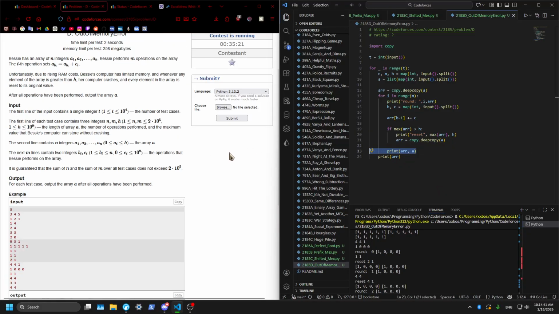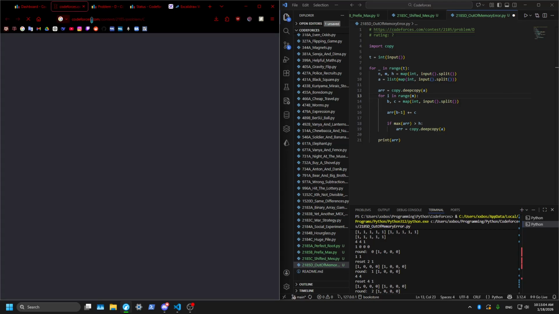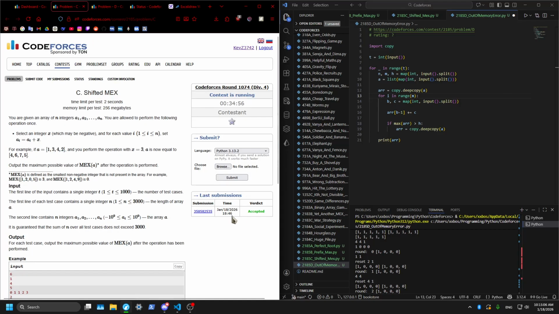Bro, this bug, intended Python feature, don't even know what to call it. This deep copy thing alone wasted like an hour or something. How long did it take me to submit the last problem? 1846, whatever that means.